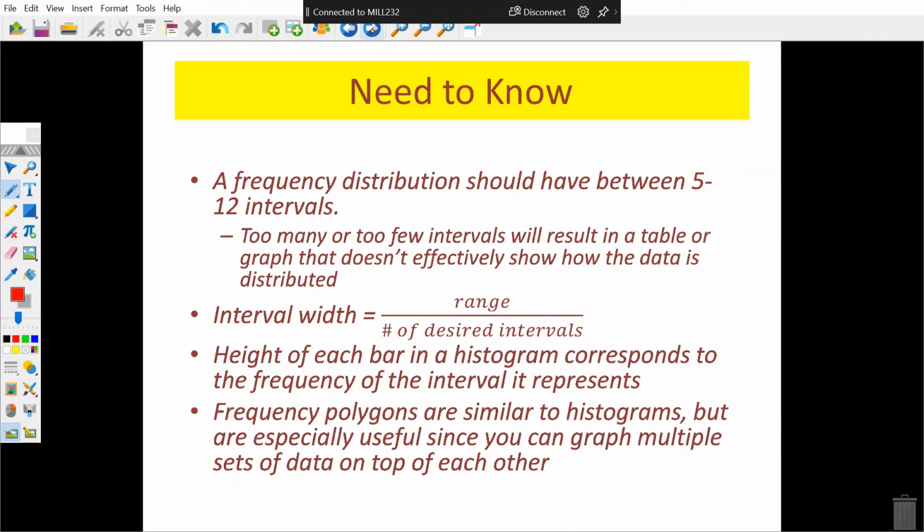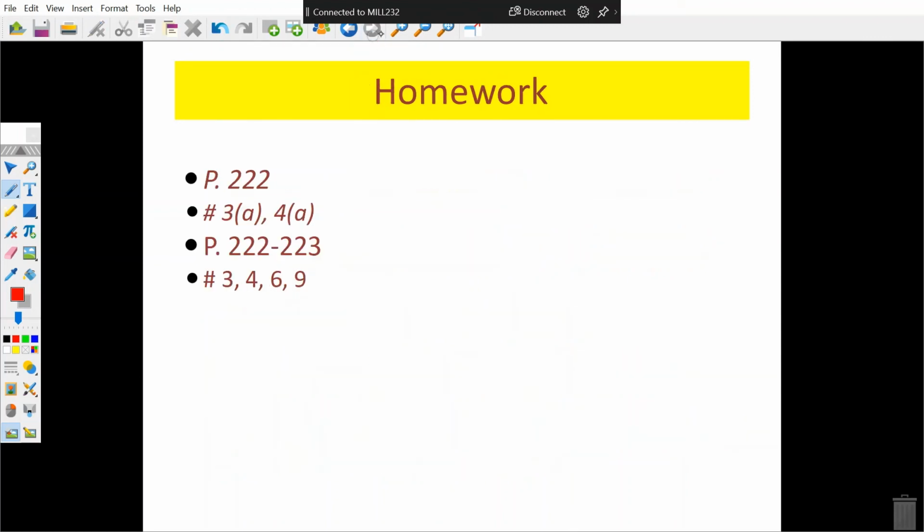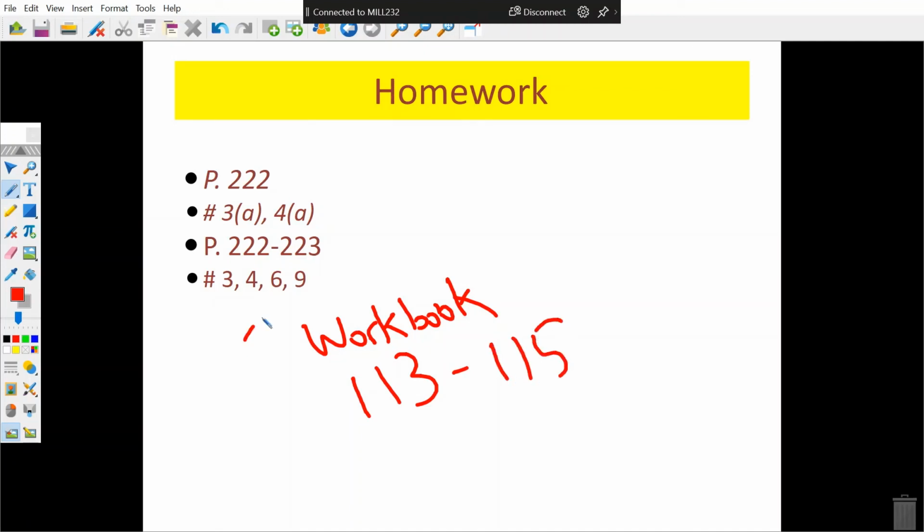Your assignment for this is on page 113 of your workbook. Pages 113 to 115. And that'll give you a chance to practice some of this stuff, okay?